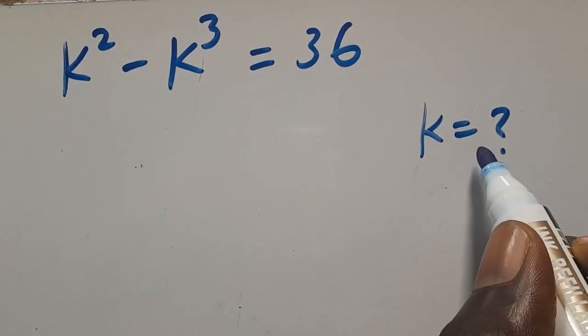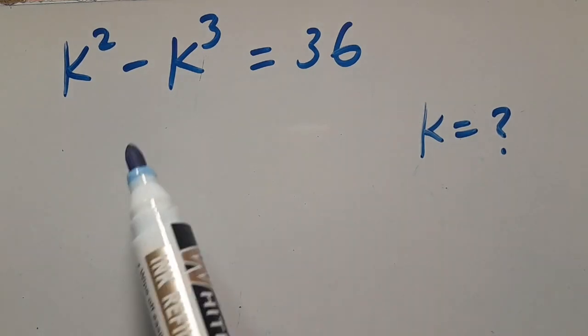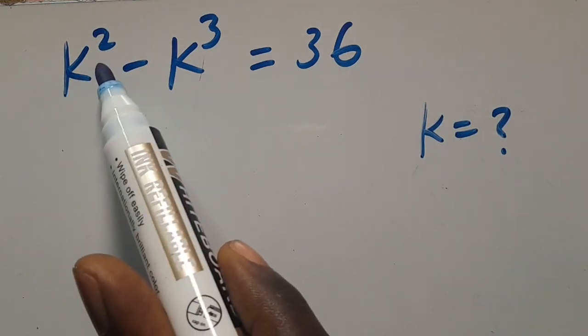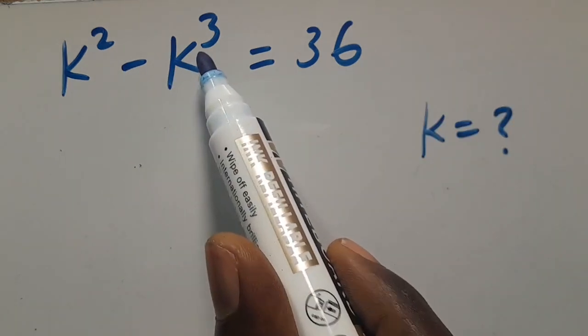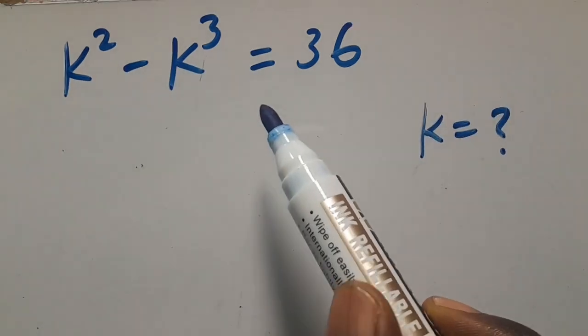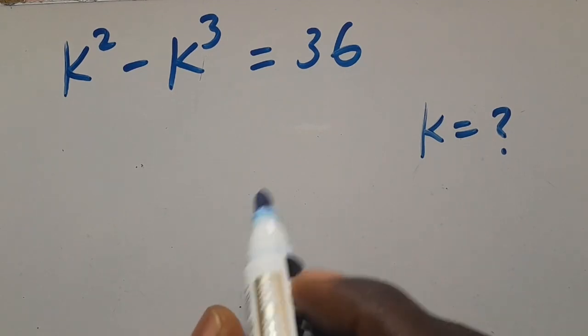Hi, what is the value of k, given that k squared, k to the power of 2, minus k to the power of 3 equals 36? Then let's have it to the solution.